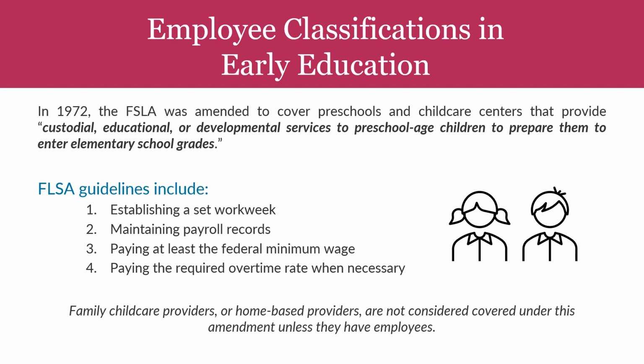This includes establishing a set work week for pay purposes, maintaining payroll records, paying at least the federal minimum wage, and paying the required overtime rate for more than 40 hours worked. In addition, independent contractors or those paid via 1099 are not covered by the FLSA. Therefore, they are not entitled to the wage and overtime pay benefits outlined in the law. See classifying staff, contractors, or employees for information on how to determine if someone is an employee or an independent contractor.